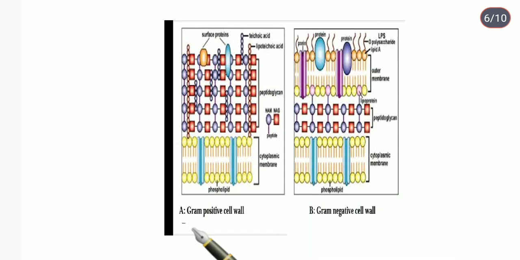These are the cell wall of gram-positive bacteria and these are the cell wall of gram-negative bacteria. The cell wall of gram-positive bacteria contains a thick peptidoglycan layer, whereas gram-negative bacteria contain a thin peptidoglycan layer. You can see that the peptidoglycan layer present in gram-positive bacteria is thicker. Many layers are present in gram-positive bacteria, whereas in gram-negative bacteria only two layers are present.